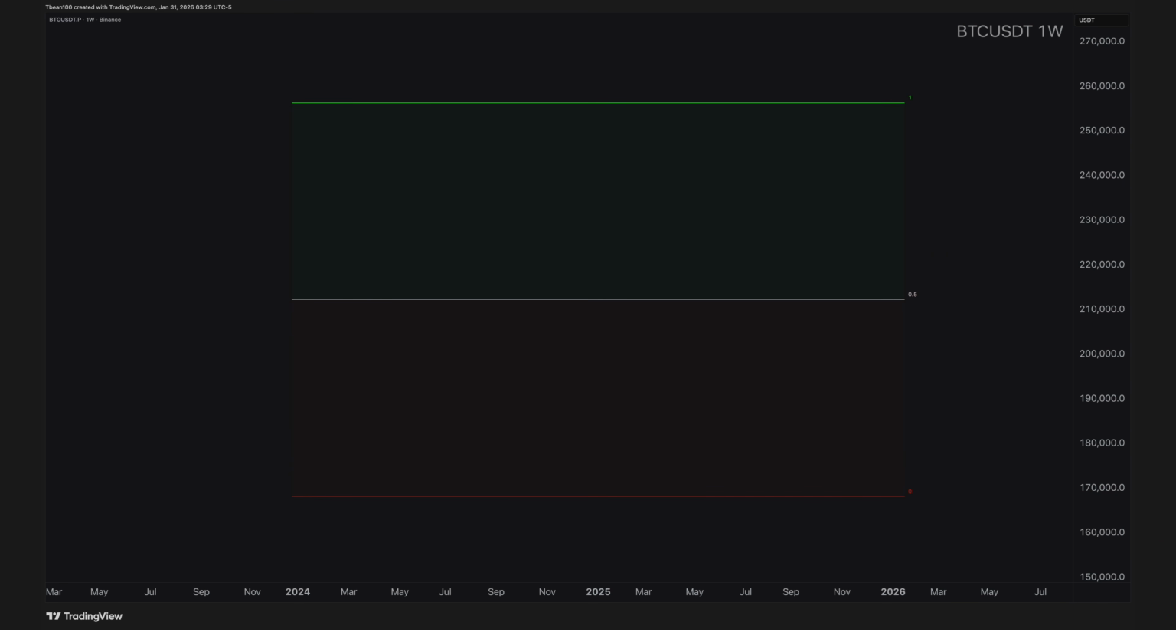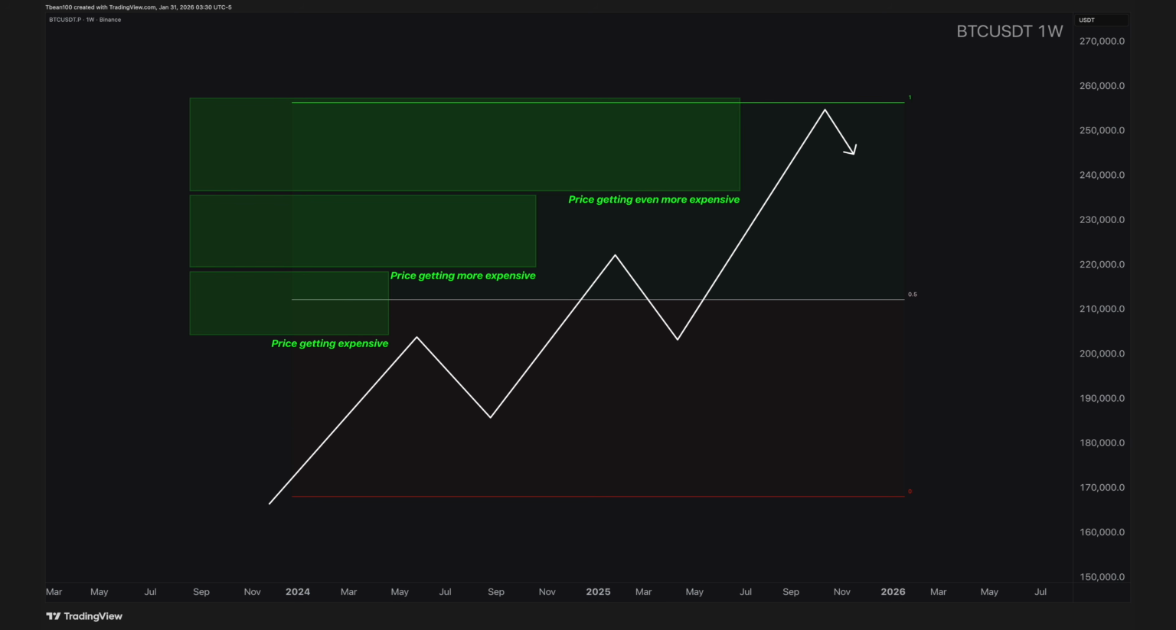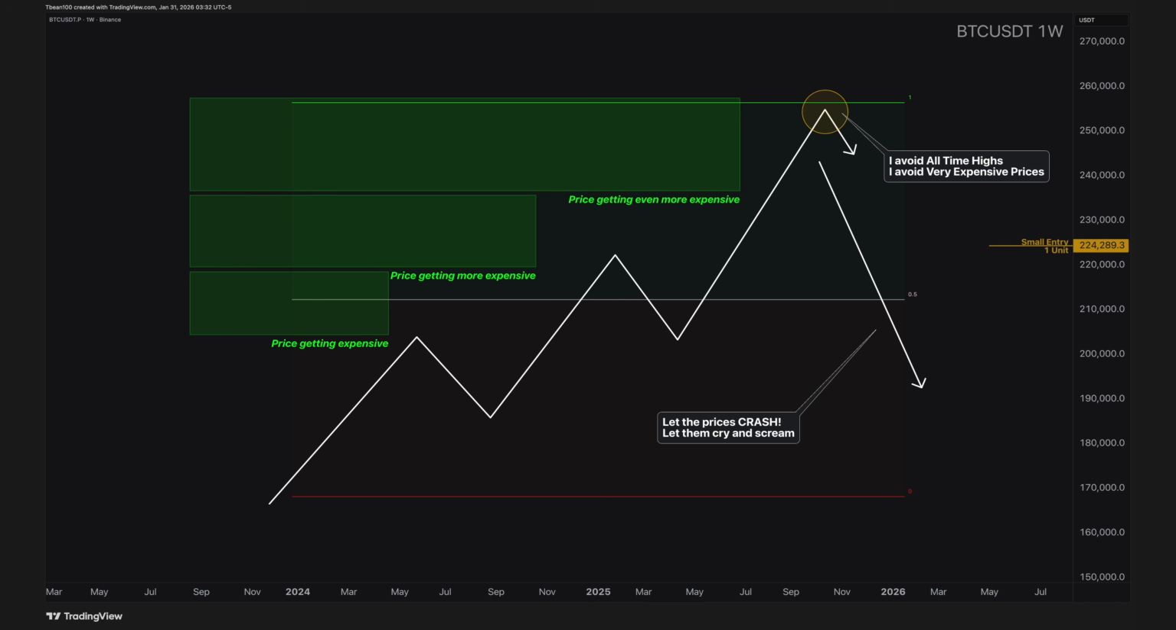Before we even start, we need to talk about why prices get expensive over time and when the best times to invest really are. Every type of asset gets more and more expensive during rallying periods. At some point, prices hit all-time highs and become overextended with extreme pricing. The way I generally invest is quite simple. I like prices to crash. And honestly, I love when other people cry and scream during those crashes on social media. Those are the best times for me.